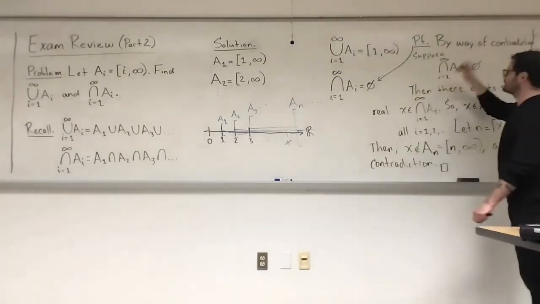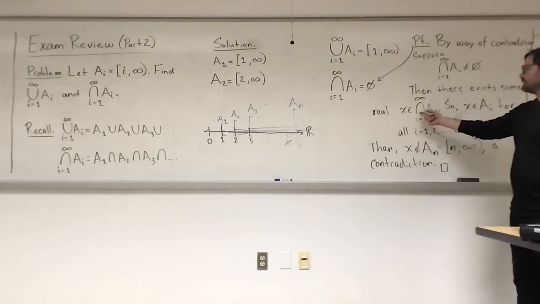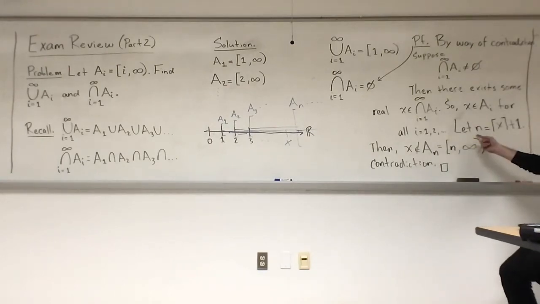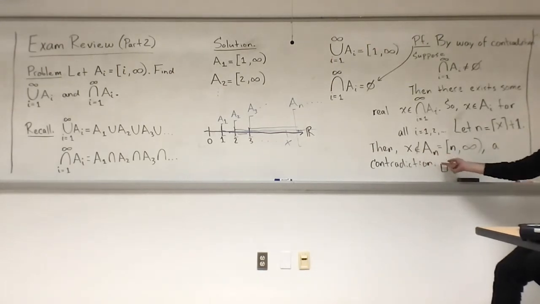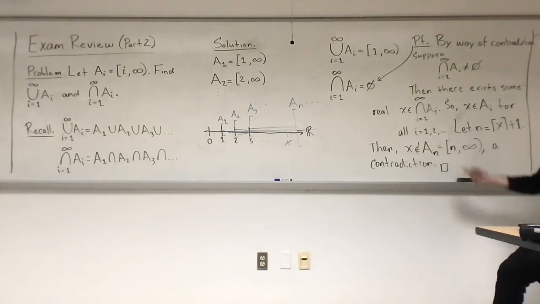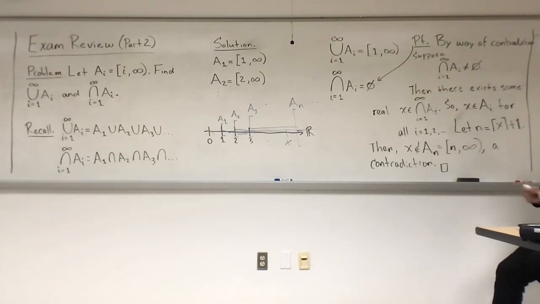So we suppose by contradiction that the intersection is not empty. Then there exists some real number X that's in the intersection. If it's in the intersection, it's in every single one of the A's, all of them. So we make a new number n that's an integer and definitely bigger than X. Then X cannot be in that A_n, because this is the interval from n to infinity, and X is at least one less than n. That's a contradiction, because X has to belong to all of them, but it doesn't belong to that one. Does the logic now make sense? Like the idea.